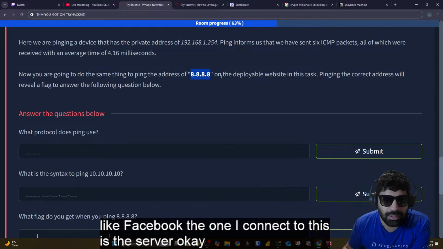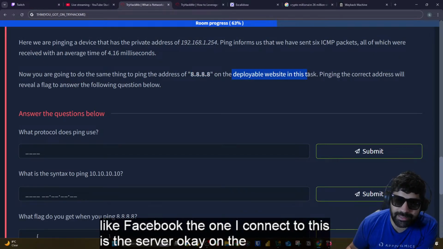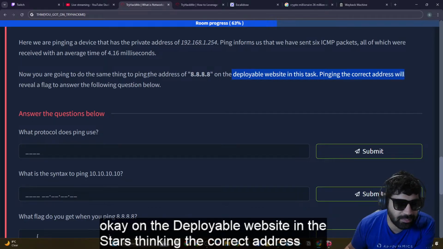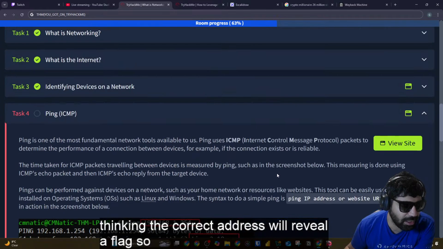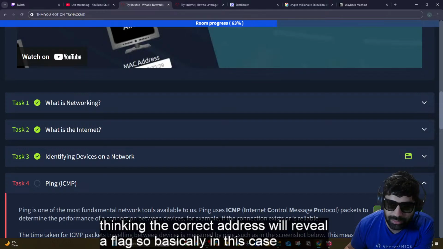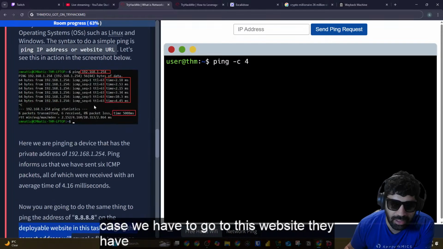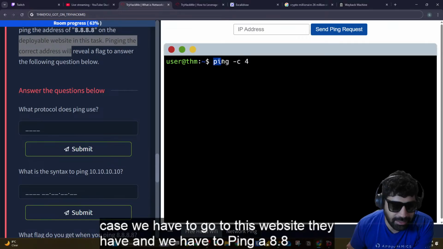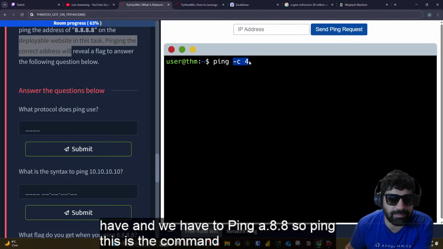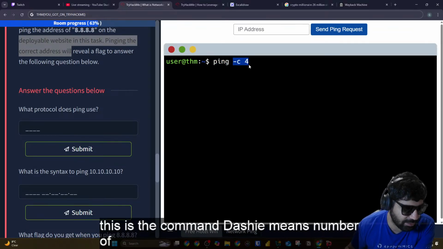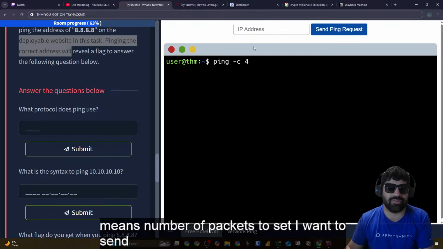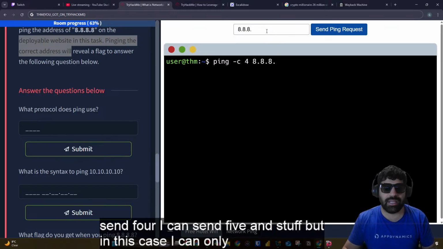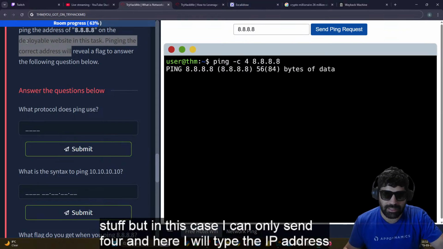On the deployable website, pinging the correct address will reveal a flag. So basically, in this case, we have to go to this website and ping 8.8.8.8. Ping is the command. -c means the number of packets to send. I can send 4 or 5, but in this case I can only send 4. Here I will type the IP address and send the request.